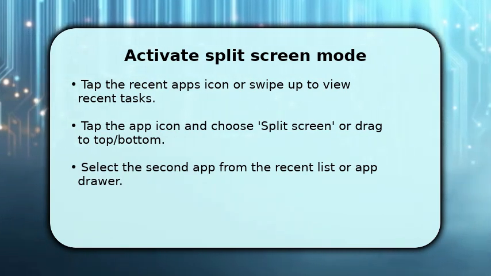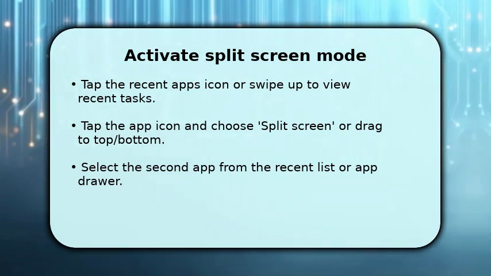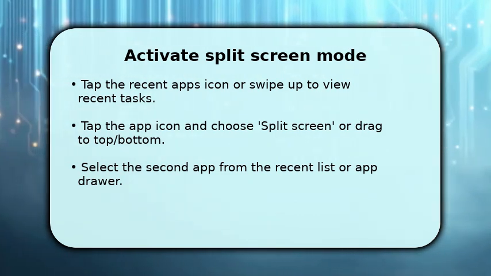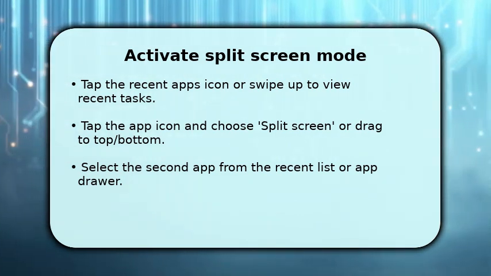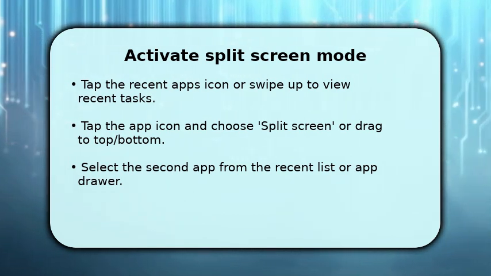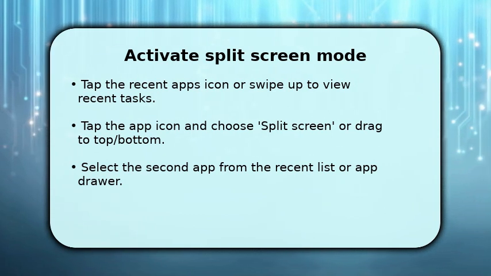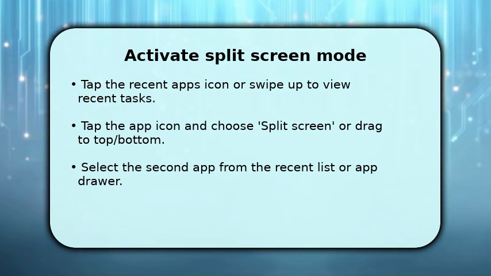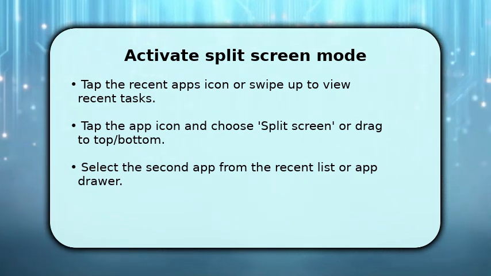Then, either tap the app icon in that view and choose Split Screen or long press and drag the app to the top or left of the screen. This pins the first app. After that, pick the second app from the Recent list or the app drawer to fill the remaining space. This sequence creates two active windows. You can resize them using the divider for balance and visibility.